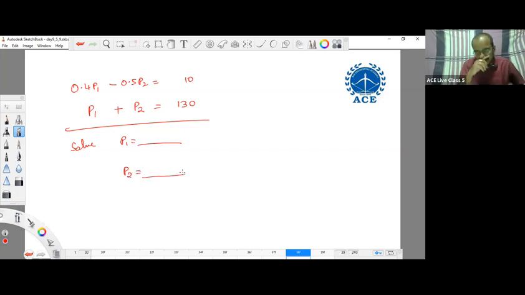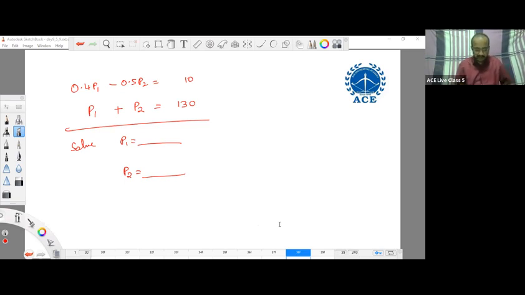So anyone try to solve this and post the answer. What is the value of P1 and P2? Post the values of P1 and P2.